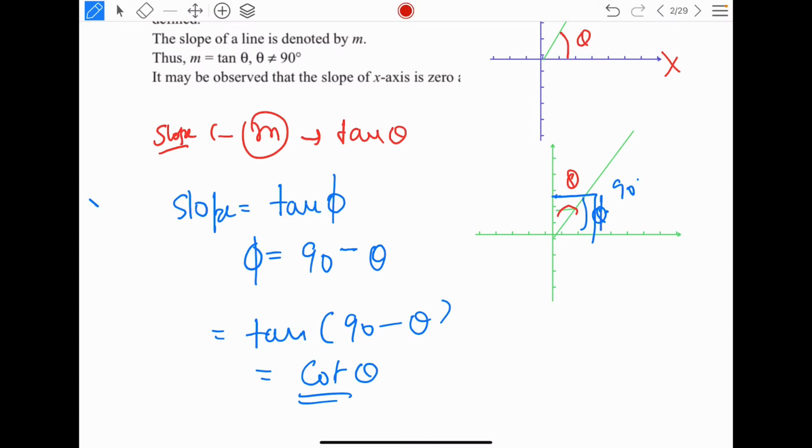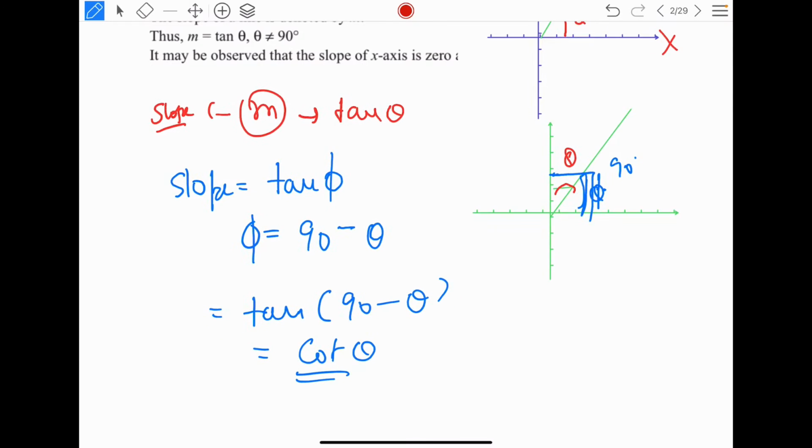If the inclination with the y-axis is given, the slope is cot theta, not tan theta. Why? Because we will only be taking the angle made with the positive x-axis. If the angle with the y-axis or a total angle with the axis is given, then you just have to do a simple thing: find this angle in terms of the other angles.